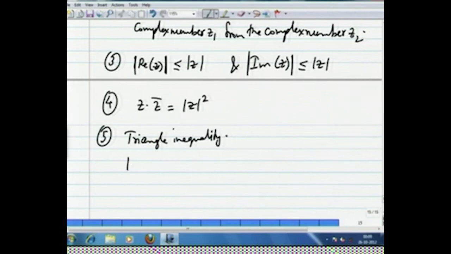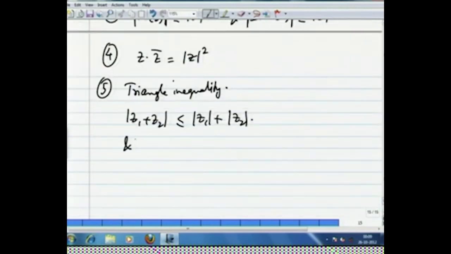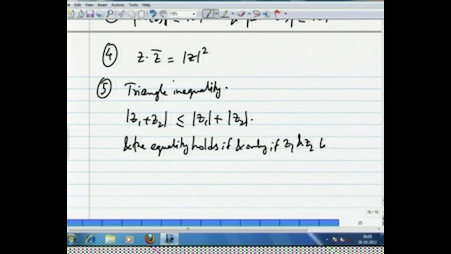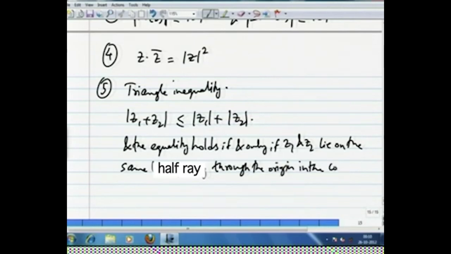Okay. And this says that the modulus of z 1 plus z 2 is less than or equal to the modulus of z 1 plus the modulus of z 2, and equality holds if and only if z 1 and z 2 lie on the same line passing through the origin in the complex plane.